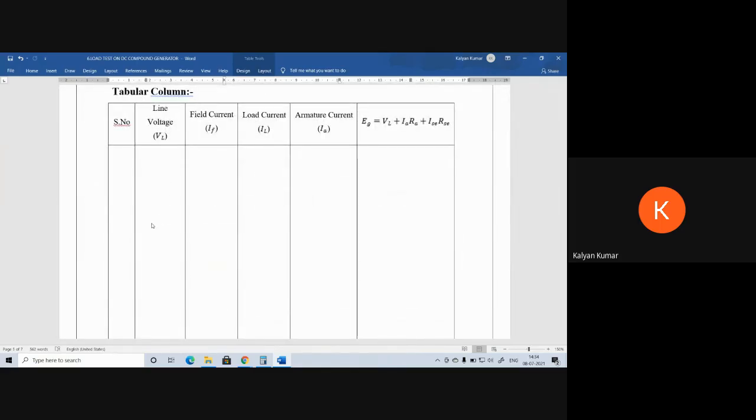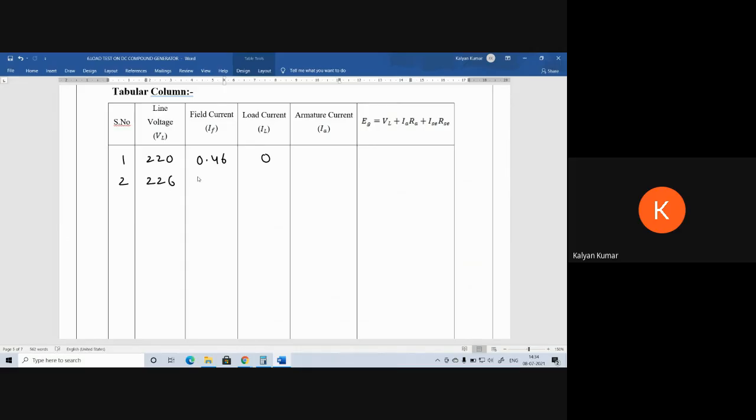In this tabular column, I am taking a few readings from the record to explain the calculations. Here, for field number 1, voltage is 220 volts, field current is 0.46, IL is 0. Next, we take the field circuit ammeter reading, line circuit ammeter reading, and terminal voltage voltmeter reading here.